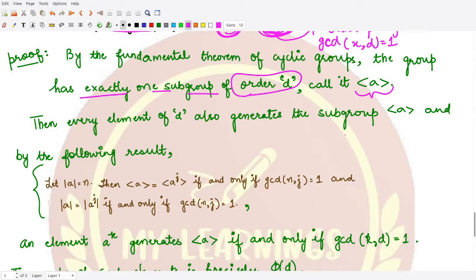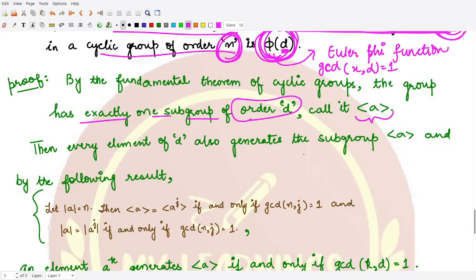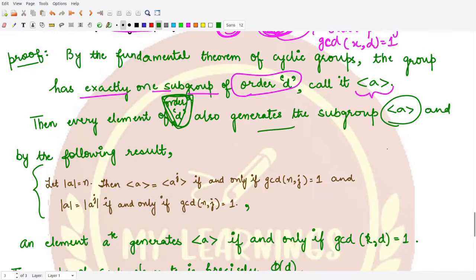We are calling it the subgroup generated by a. Then every element of order d also generates this subgroup. Why? Because we have exactly one subgroup of order d. So every element which has order d also generates the subgroup generated by a. Remember this.